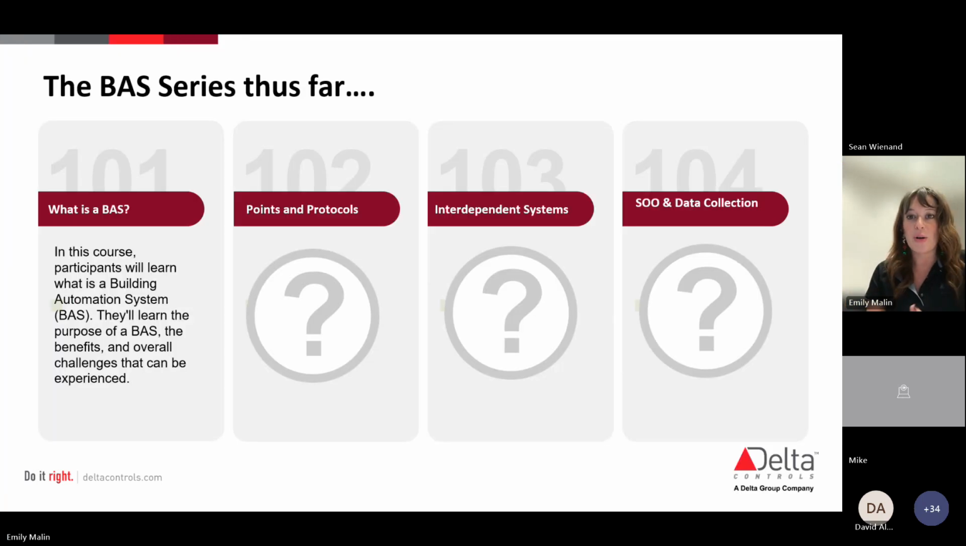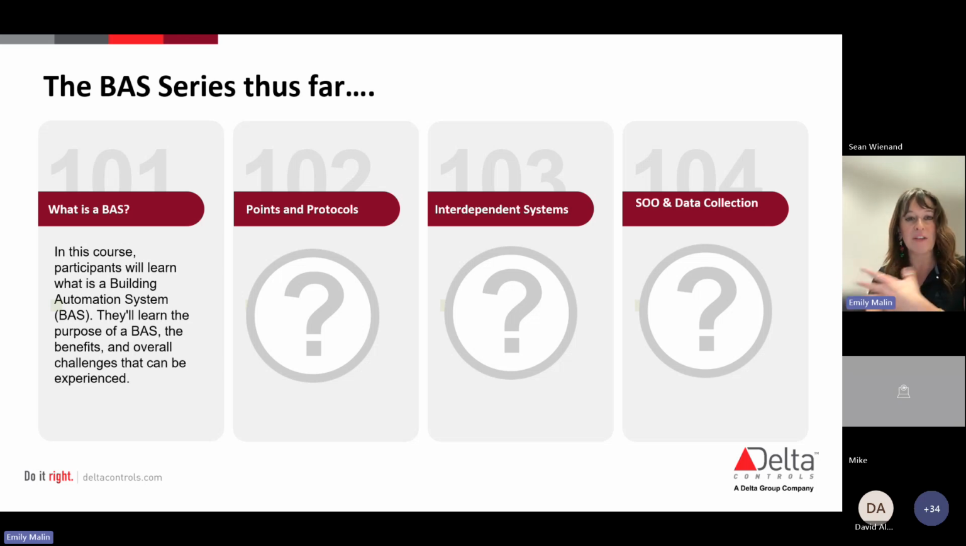Okay, so we're starting off with our BAS series. Obviously we do not have 104, 103, or 102 yet, but what we are getting towards is building a sequence of operations and data collection. That will be where we end the series at 104. 103 is going to be around our interdependent systems, so a lot of those mechanical systems and how they actually work together to be controlled. 102, we'll talk a little bit about points and protocols. And right now you are in 101, which is what is a building automation system.